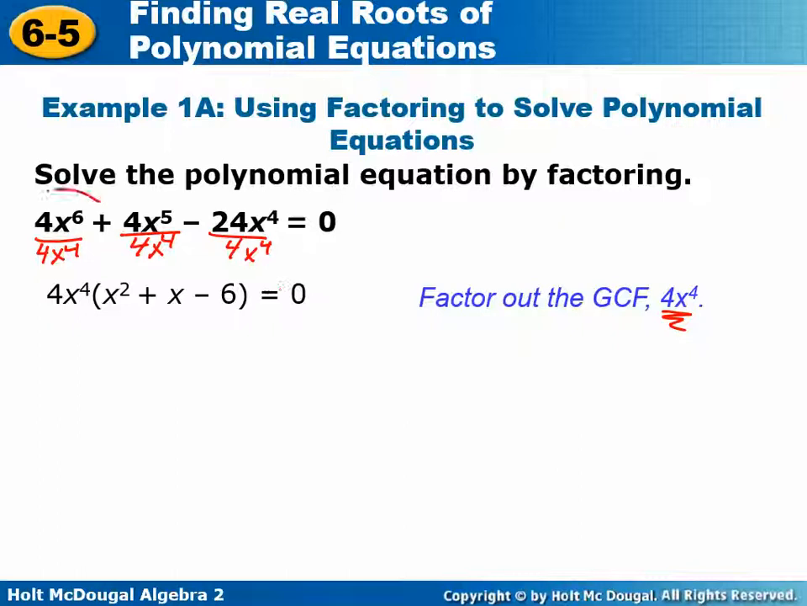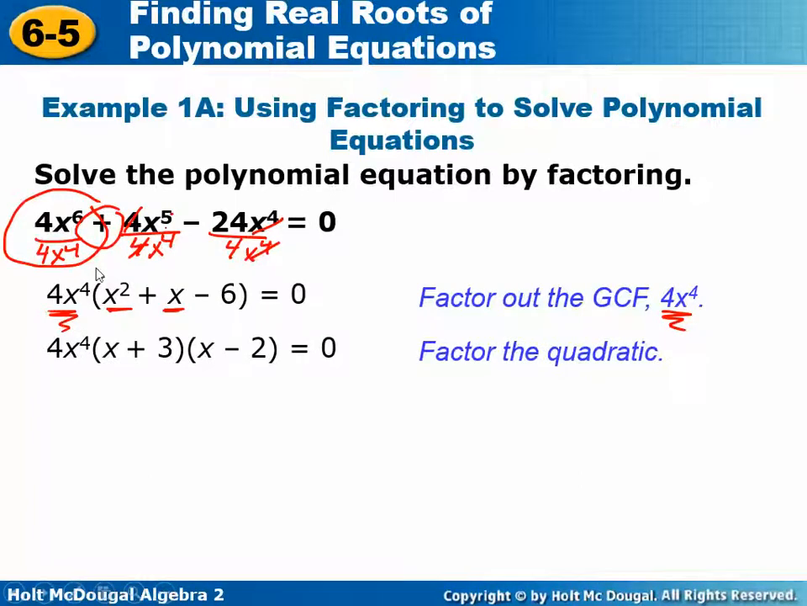So 4x to the 6th divided by 4x to the 4th, you'd take 6 minus 4, and you'd get 2. And 4 divided by 4 is 1. So you write the 4x to the 4th, the greatest common factor, out front, and then what's left is the first thing in the parentheses. Then we move over to our second one. The 4's cancel. X to the 5th over x to the 4th, 5 minus 4 is 1, so that's just x left. It's a plus because this is a plus. And then 24 divided by 4 is 6. X to the 4th over x to the 4th cancels. It's just 1, so we're left with minus 6. Don't forget to write the 4x to the 4th out front. That's important. That's one of the factors.